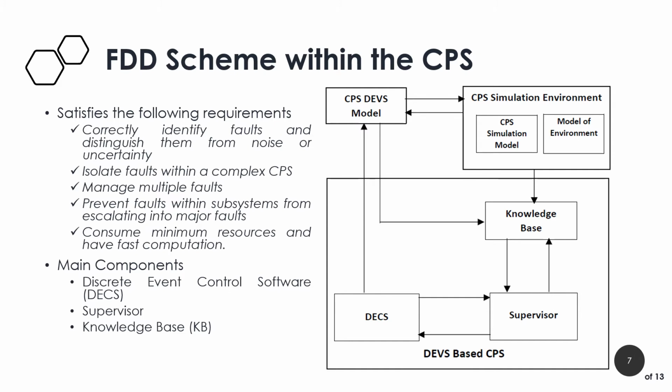Now, this is our scheme to detect and diagnose faults in cyber-physical systems. The scheme was defined to satisfy several requirements, which handle the key challenges of fault detection and diagnosis. So this scheme would correctly identify faults, and it's able to distinguish between a fault, a noise, and an uncertainty. It's going to be able to isolate faults within a complex cyber-physical system. It's going to be able to manage multiple faults that occur simultaneously.